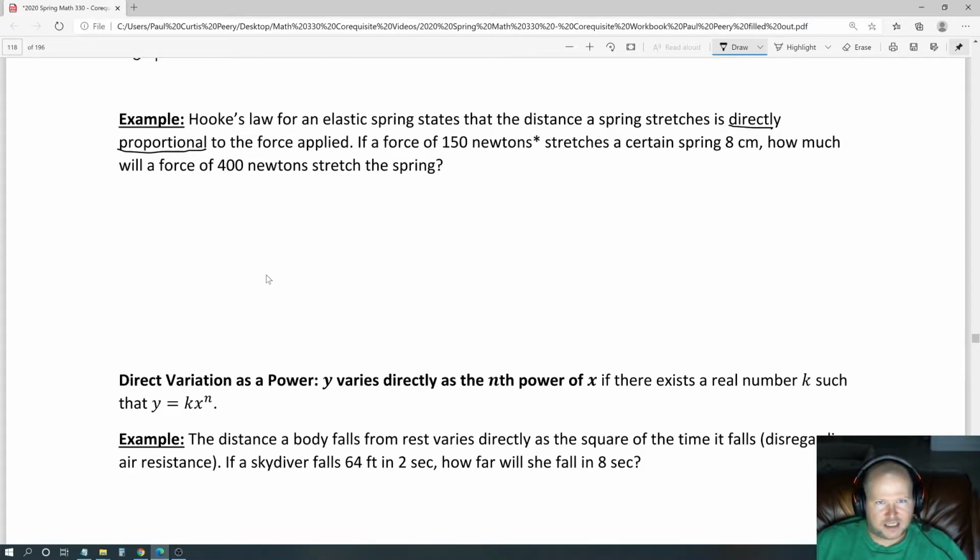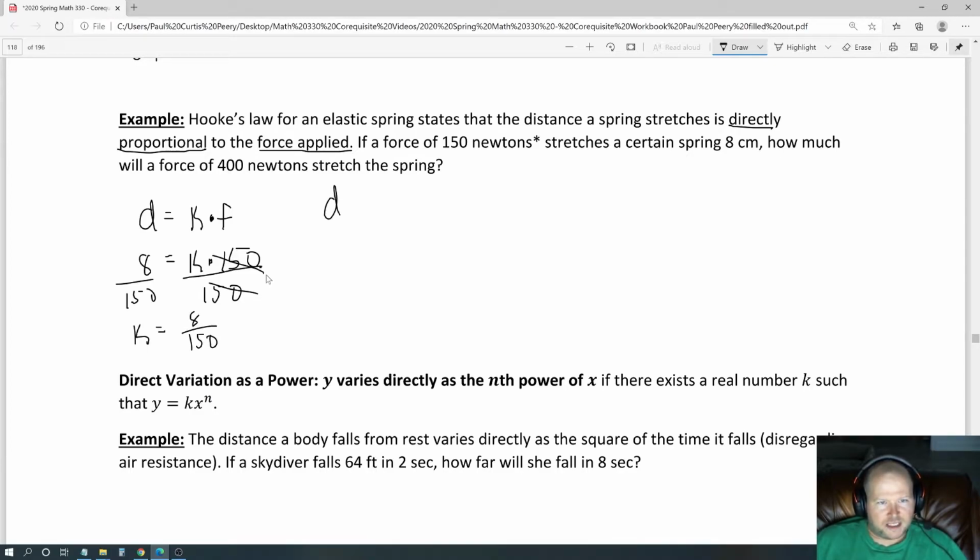So we could say something like distance direct. We don't know what the direct thing is. I'm going to put a K there, but they did say direct, so now we're going to multiply. So distance is equal to K times force applied, so I can use F. Now they gave us a situation where a force of 150 newtons, so K times 150, stretches the spring 8 centimeters. Now we want to solve for K. Divide by 150, divide by 150, cancel, cancel. We end up with K is equal to 8 over 150.